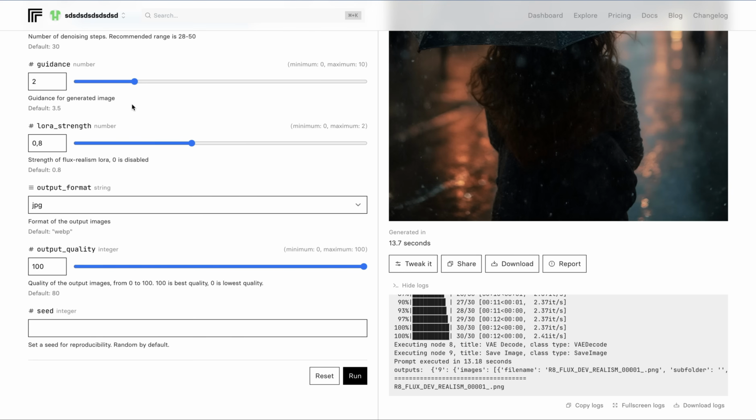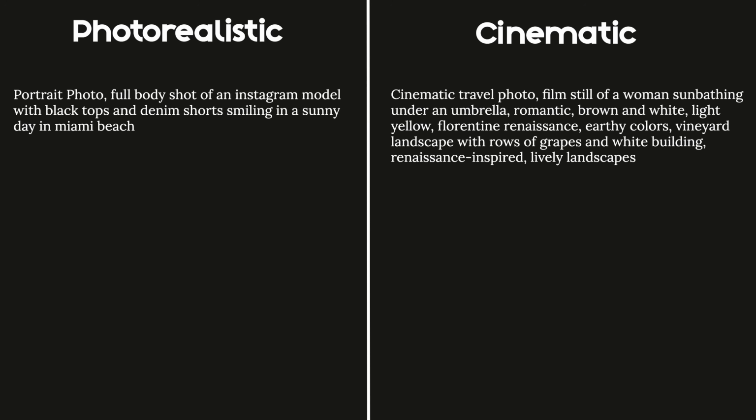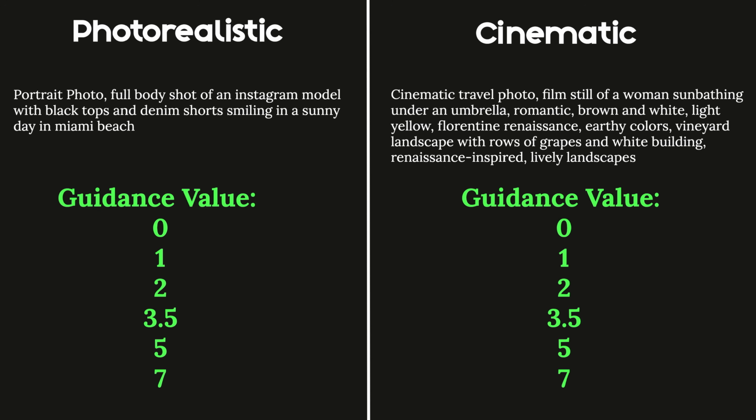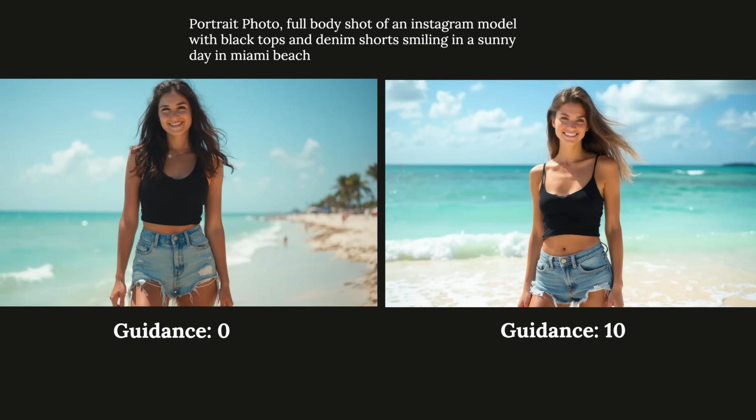Also, I want to give you some insights on the guidance setting of Flux Lora, this particular setting here. So I made 2 tests, sharing with you on the screen. One with a more photorealistic AI influencer type of prompt, and another one with a cinematic image. And I compared different guidance values, how they change the image when it comes to photorealism or prompt understanding. We will start with first the extreme values, 0 and 10.